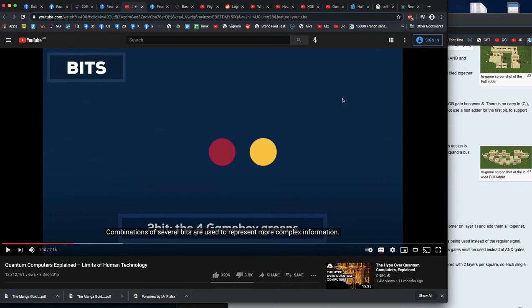Okay, so if you have 2 bits, you can have 4 colors, right? So a Game Boy, back in the days of the original Game Boy, could display 4 colors.